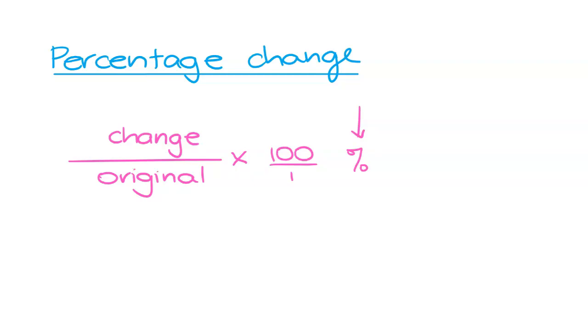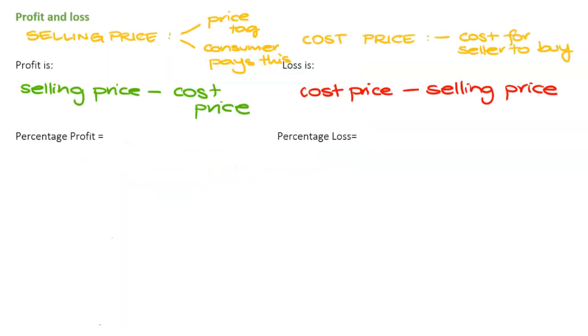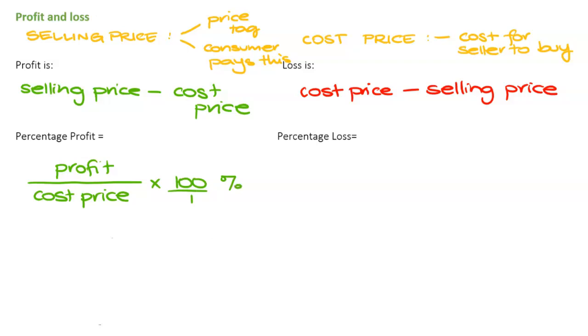Let's apply that to profit and loss now. To find percentage profit, our change is going to be the profit that we make. The original cost, or the original thing we're talking about, is going to be the cost price. And we're going to times that by 100, and you can put over 1 and percent if you like, if you think you're going to forget the percentage sign. Percentage loss is going to be the same thing, but instead of profit, we're going to have loss over cost price times 100 over 1, and then add that percentage sign in.